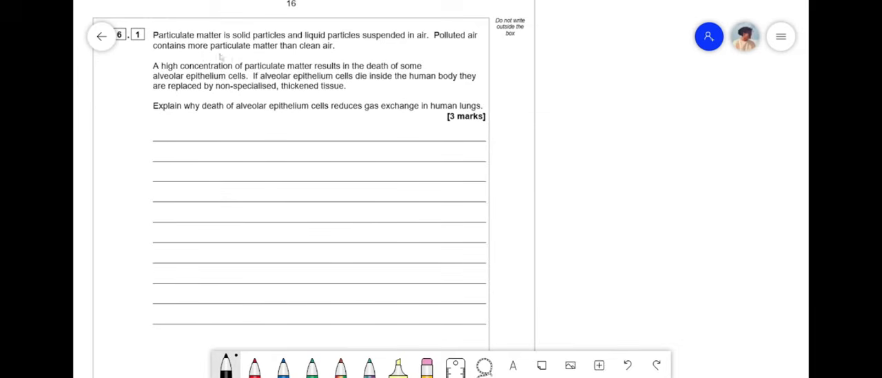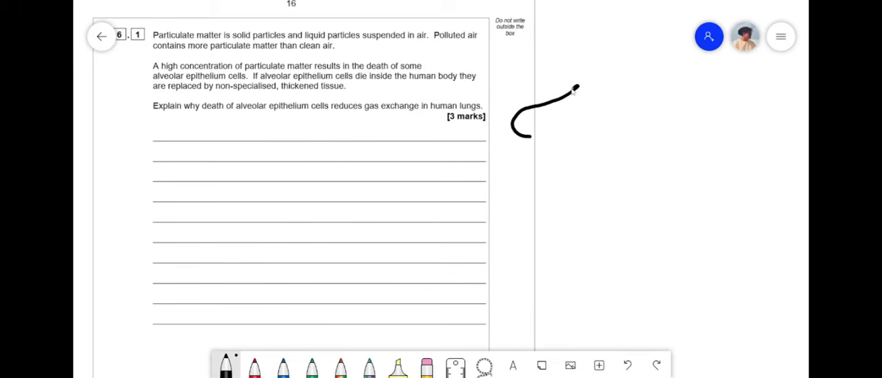Next, particulate matter is solid particles and liquid particles suspended in air. Polluted air contains more particulate matter than clean air. A high concentration of particulate matter results in the death of some alveolar epithelium cells. If alveolar epithelial cells die inside a human body, they're replaced by non-specialized thickened tissue. Explain why this is the case.